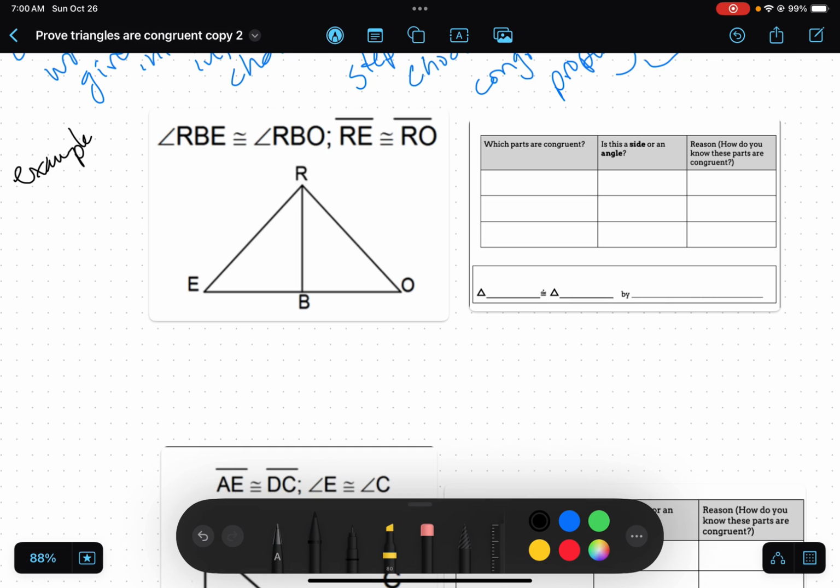Example 2. Okay, so let's mark up this diagram. So angle RBE, so that's this angle, is congruent to RBO. So these 2 angles are the same. I'm just going to show that. Another way to show that angles are congruent when you're marking up the diagram is with a matching number of little lines in the angle. And then it tells me RE is congruent to RO.